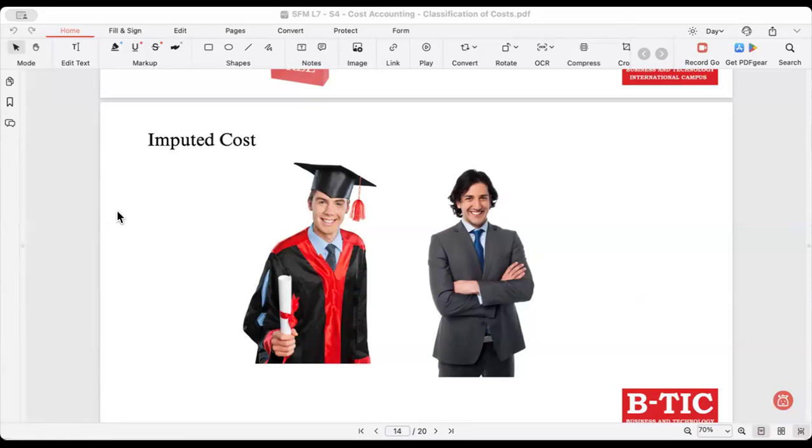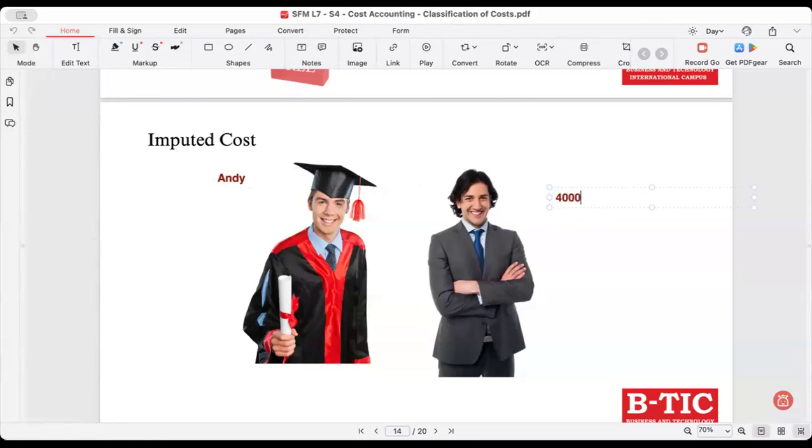For an example, this boy, let's name him Andy. So Andy decided to go to graduate school and complete his education and get a degree instead of working at a job, right? So Andy had a choice of getting a job and getting an income of, say, how much?